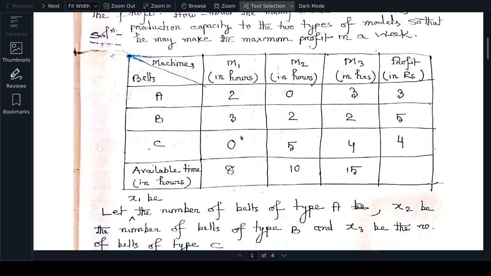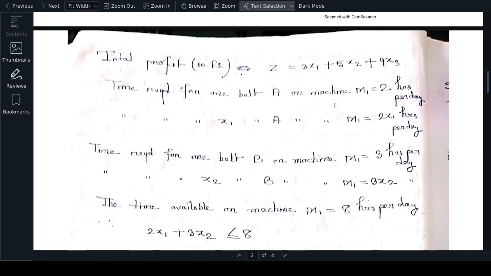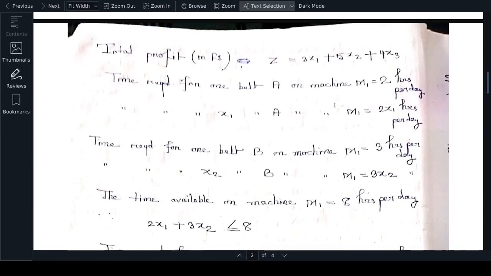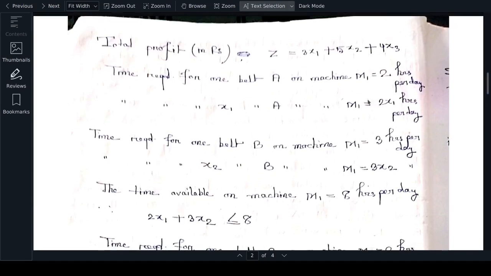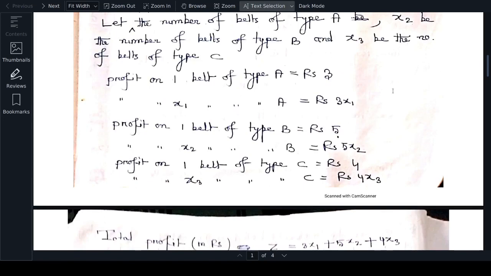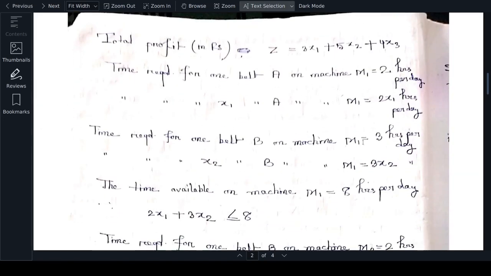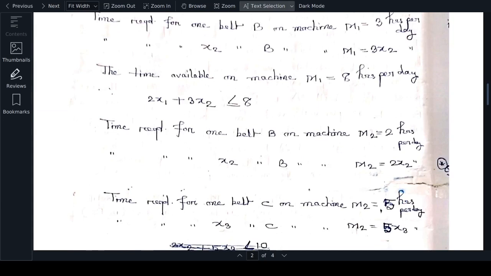So you see, is this clear or not? 3x1 by 1,000 hours. Clear, Arbaj? Okay. So similarly, for bottle B, it takes 1 hour for 1,000 bottles of type B. So x2 number of bottles will take x2 by 1,000.